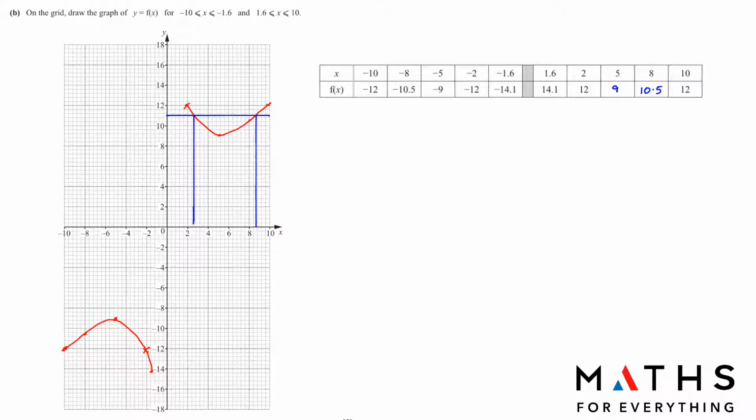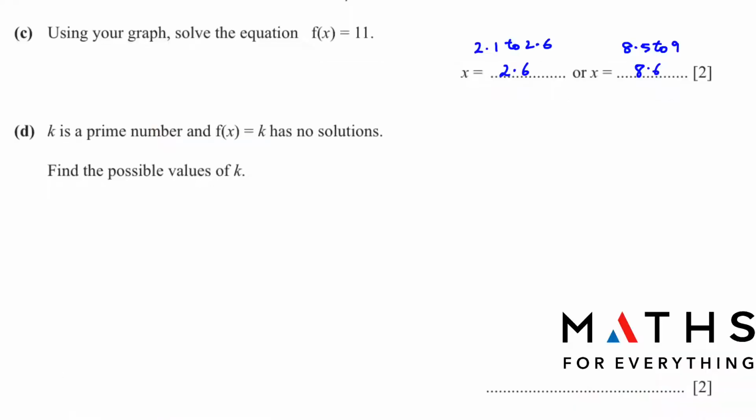If you look here, the graph has no solution from all these points. The first y value is around 9. So for all these y values, the graph has no solution. So you can take 2, you can take 3, you can take 5, you can take 7. They are all prime numbers. This is your answer.